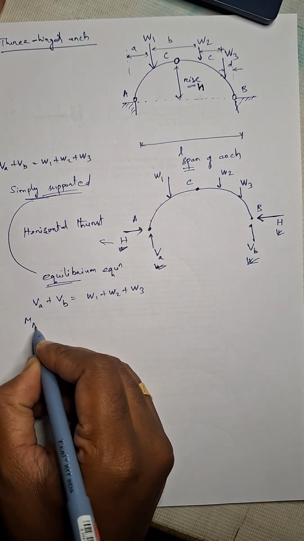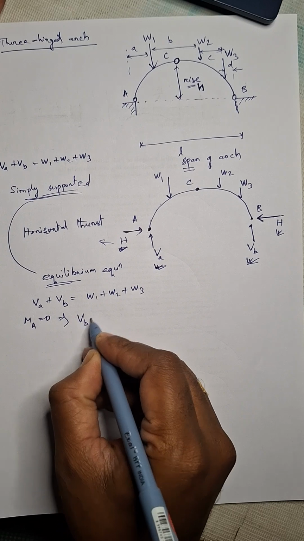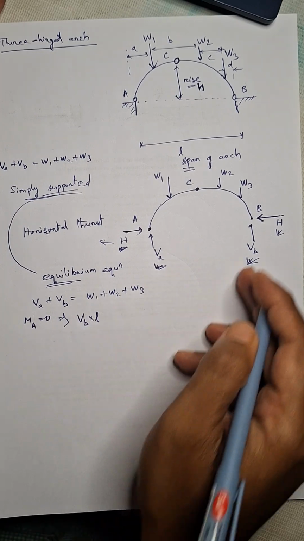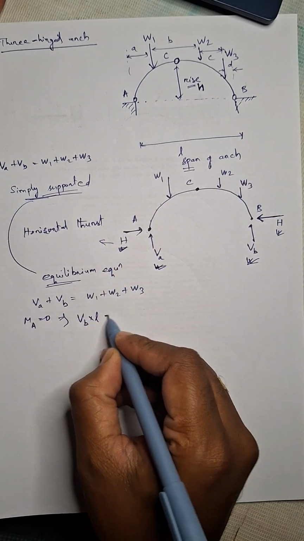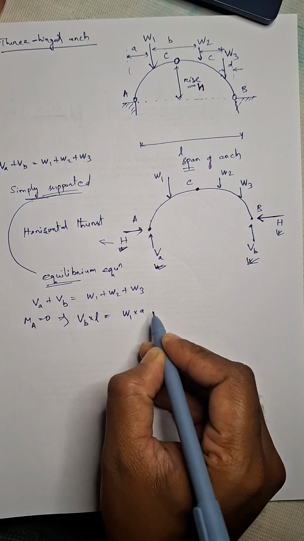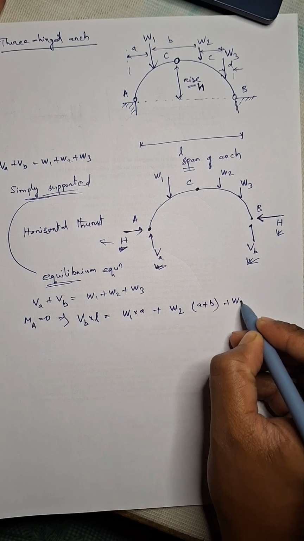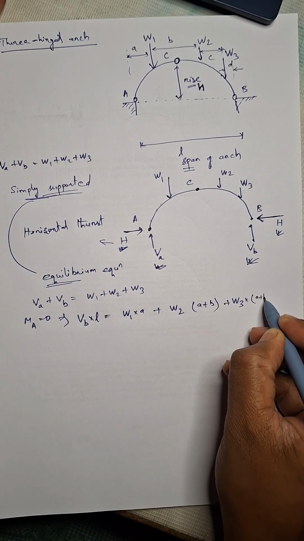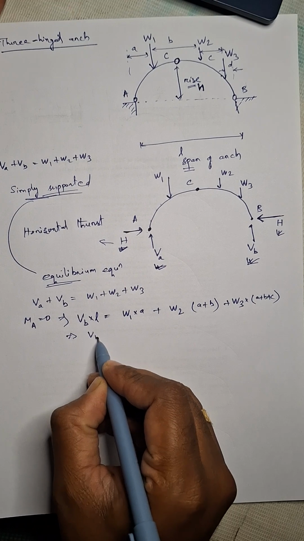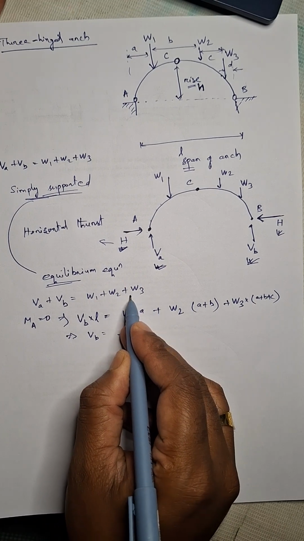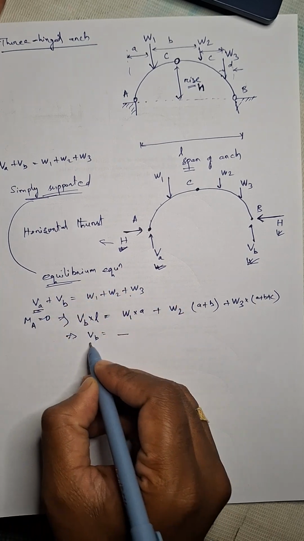If I take moment about point A equal to 0, the equation will be VB into the length L, which is in the anti-clockwise direction. The loads create clockwise moment, so it equals W1 into A plus W2 into A plus B plus W3 into A plus B plus C. From this equation we will find the value of VB. If we put this in the other equation, we will find the value of VA. So by applying the equilibrium equations, we found the VA and VB values.